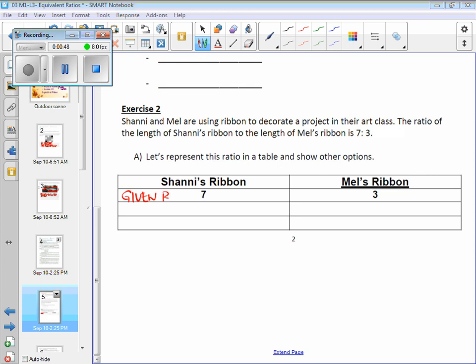Given ratio. And then maybe an arrow up to the question to show you where that's coming from. If everybody can write that in, that would be great. Yeah, the given ratio is simply the ratio that they give to you in the word problem.